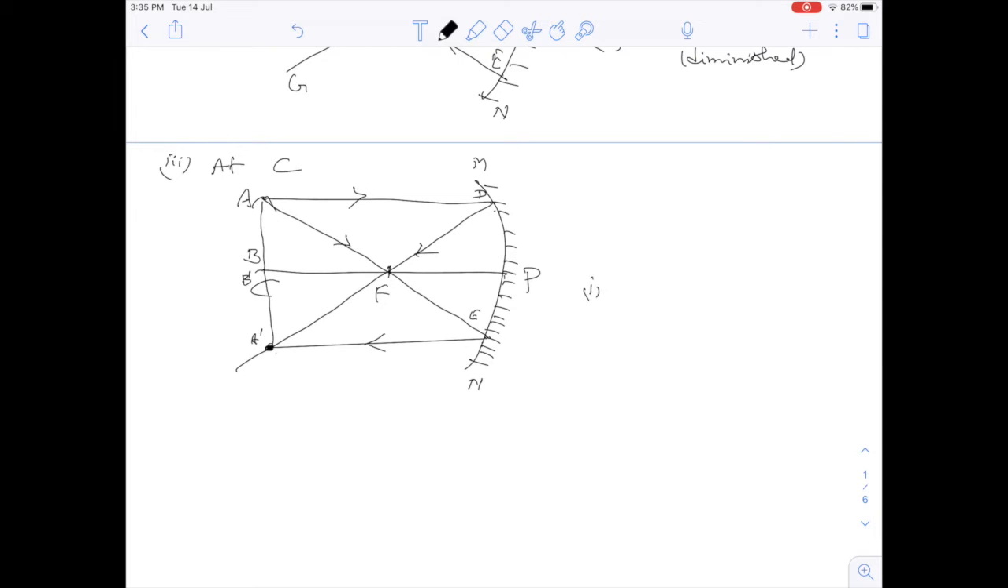So what are the positions? The image is formed at C, and the size of the image, A dash B dash, is the same as AB. So the size is the same, and the image is real and inverted.